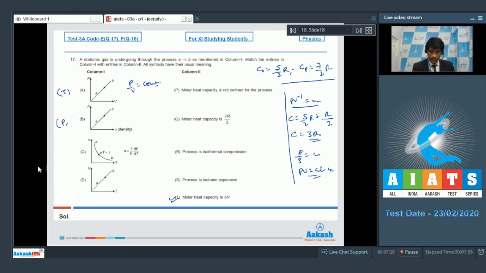And the other part is the process being isothermal compression. Let's see if it is compression or not. Density is actually increasing, which simply means the volume is decreasing. So R is also the correct match here.